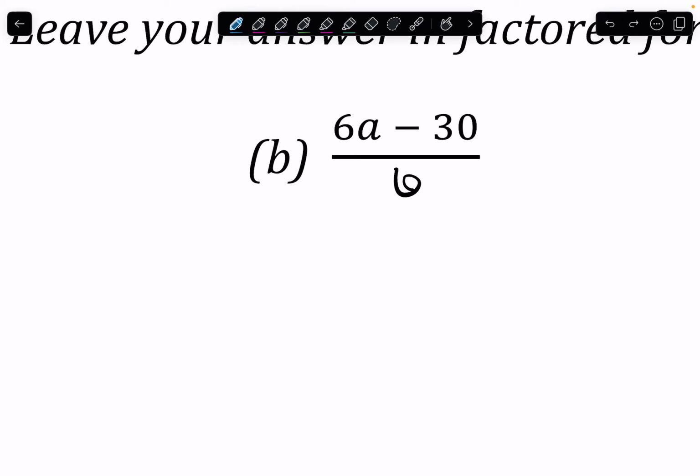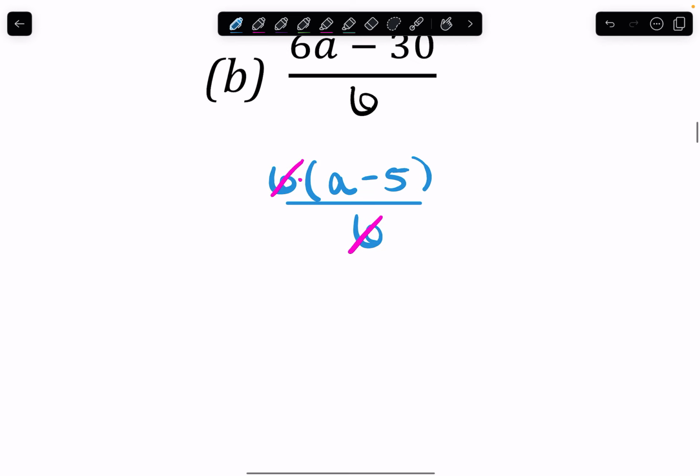So instead, we need to think factoring. So I'm looking at that numerator. That numerator, the term 6a and the term 30, both have a 6 in common. So we're going to factor out the common factor 6. That is going to leave us with a minus 5. Now, because this 6 on the numerator is attached with multiplication, it is now considered a factor, and we can divide the 6's out now because they are both factors, which leaves us with a minus 5 for our expression.